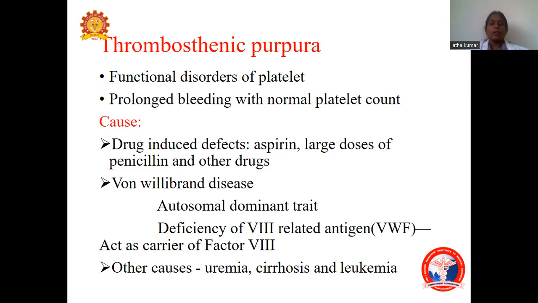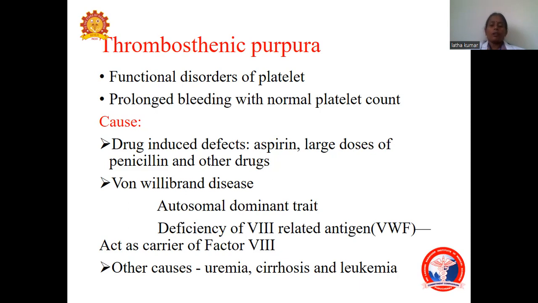The causes are drug-induced defects, for example aspirin, large doses of penicillin and other drugs. The next cause is von Willebrand disease, which is an autosomal dominant trait.